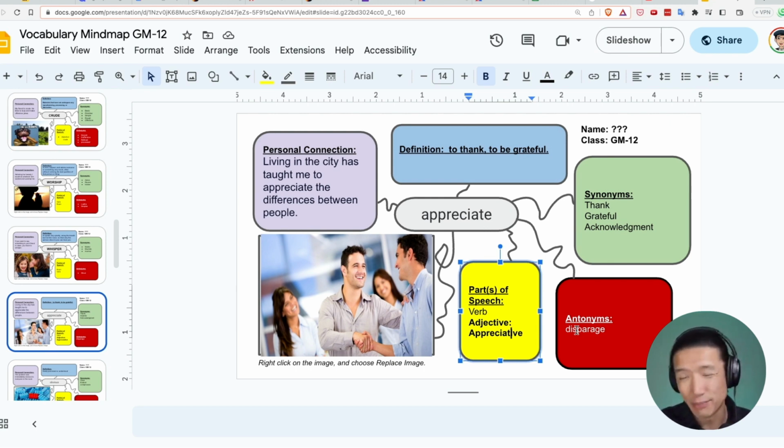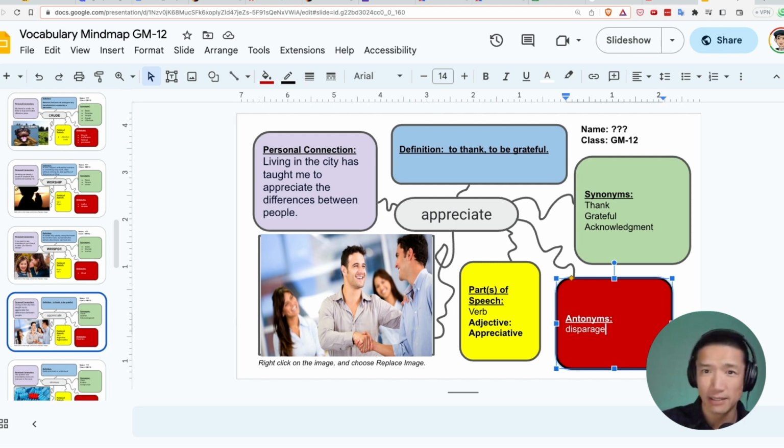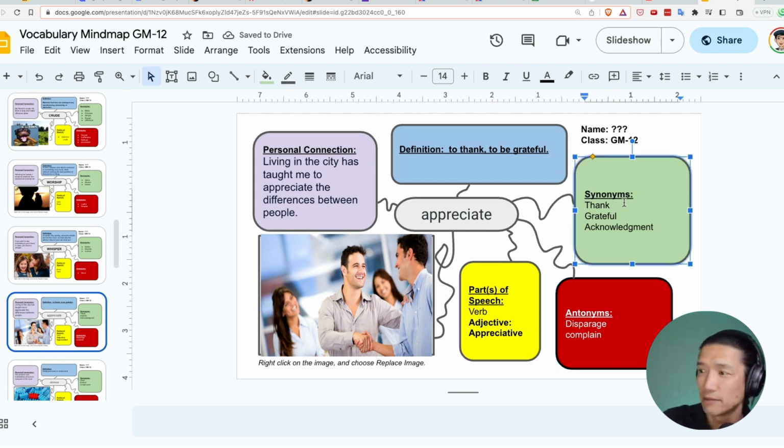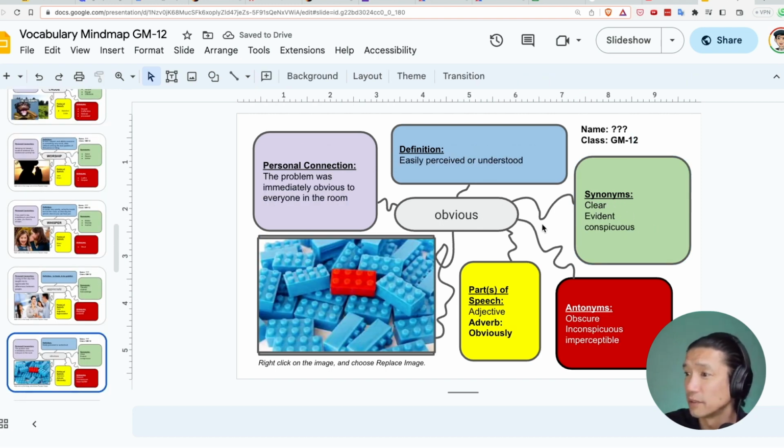So you can like appreciate. I would also say complain would maybe be similar to the opposite of appreciate. I would put thankful, guys. Acknowledgement, acknowledge. And I think because this is a verb first, I would use the verb forms.